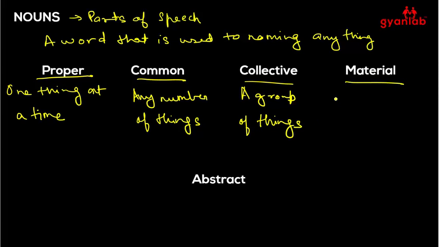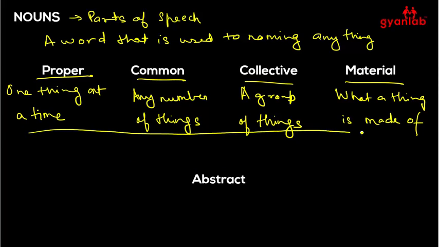And there's another kind of noun that is material and should not be mixed with collective or common noun, and it is basically what a thing is made of. What a thing is made of is material noun, and all these four different types of noun are basically concrete nouns. And why we call them concrete nouns is also something that we'll understand by the end of this video.